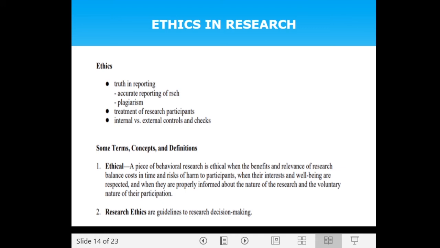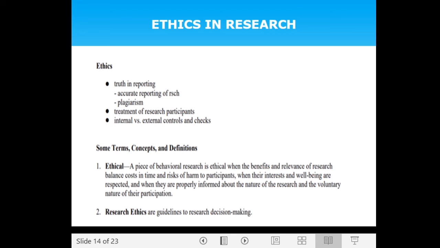Similarly, we have ethics in research also. Let's see what they are. A piece of behavioral research is ethical when the benefits and relevance of the research balance the cost, time and risk of harm to participants.